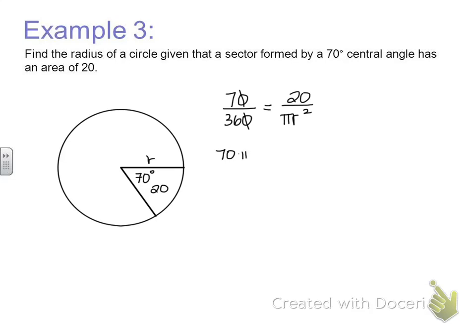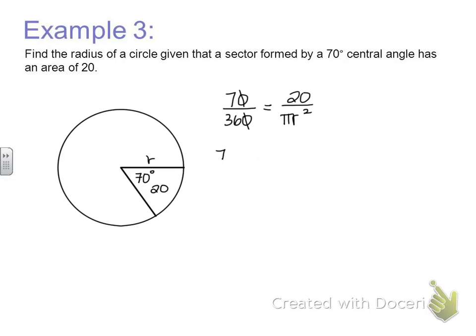Now when I cross multiply, I get 70 times pi r squared equals, and then 36 times 20, which is 720, right? Oh, I knocked it out. That's right. Thank you for catching that. Yeah, because I got rid of the 0. Oh, it is 700. I see what you're talking about. I was right on that one, but I was wrong way back here.